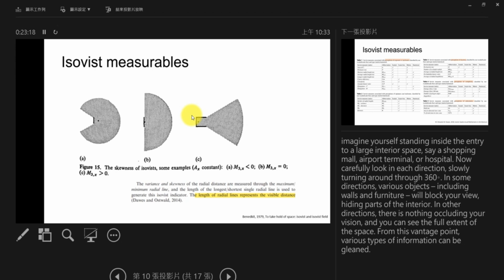Can you switch back to the slide which shows the formula to calculate this?